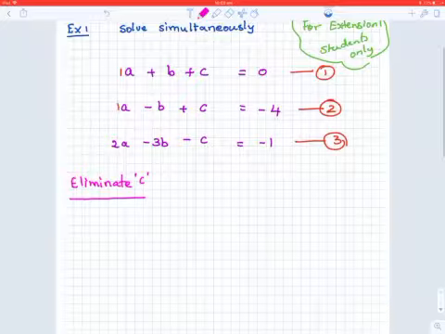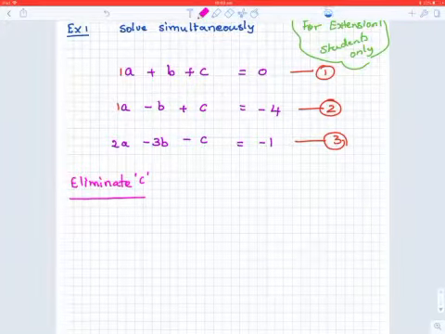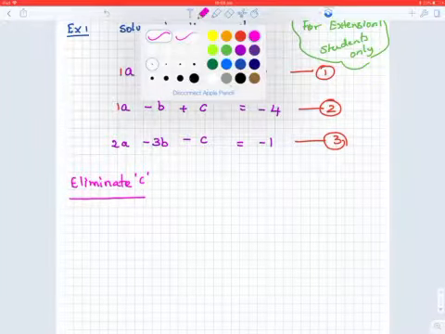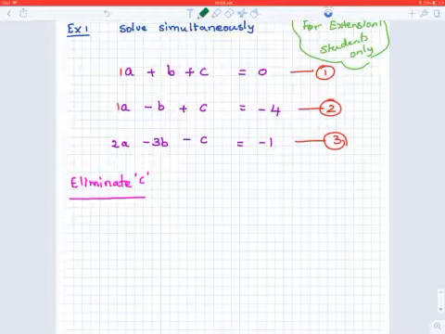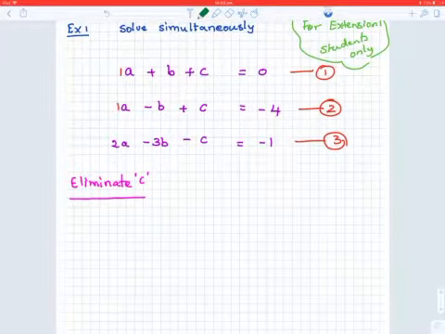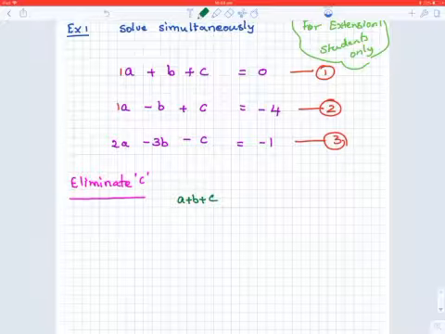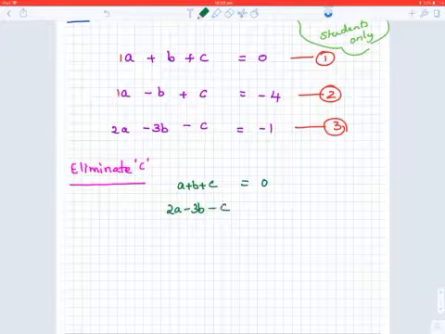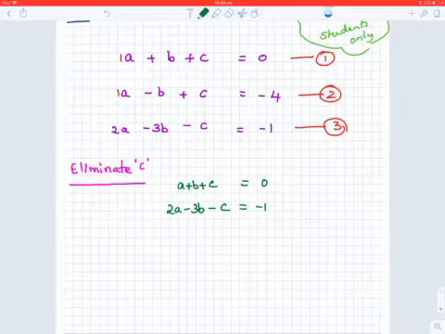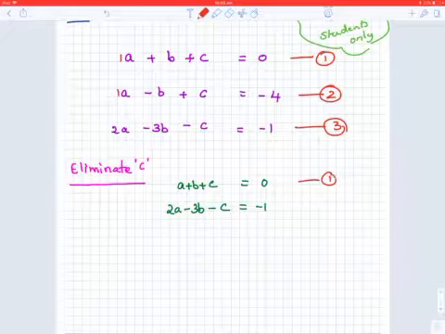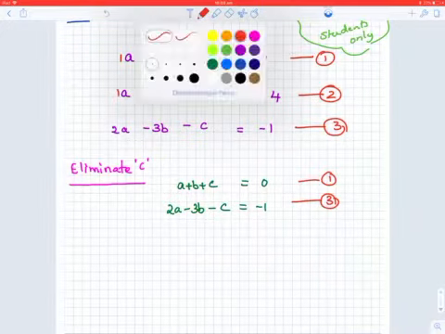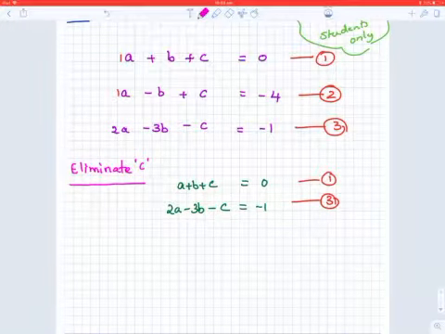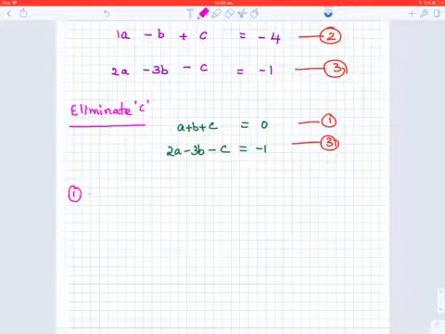This is so straightforward. I'm going to take 1 and 3, it makes my life easier, because I'm eliminating C. I'm writing the equations again, because there are too many letters and you may get confused. So 1 is A plus B plus C is 0, and 3 is 2A minus 3B minus C is minus 1.